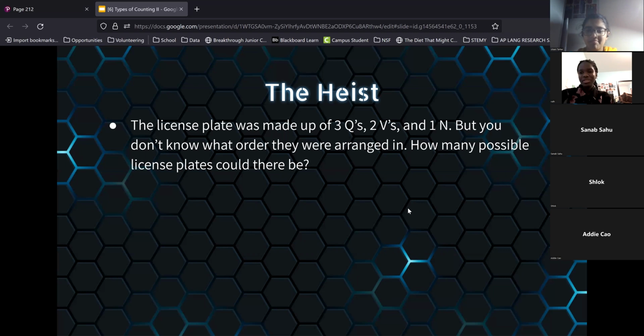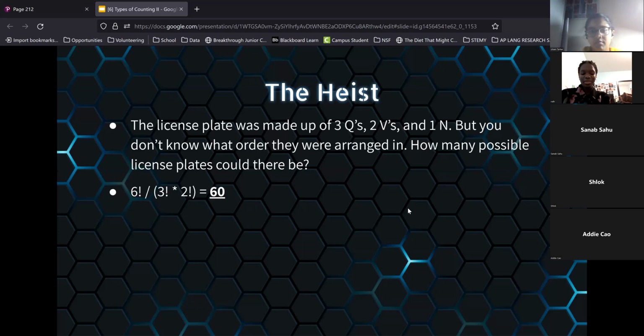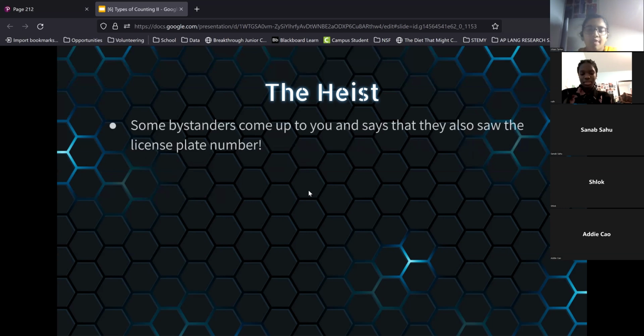Yeah, so you guys are getting the right answer. It's 60. So basically what you would do is 6 factorial divided by 3 factorial times 2 factorial. And just to clarify, the reason for the 3 factorial and 2 factorial is because there are 3 Qs and there are 2 Vs. So if you have any repeated object or variable, then you would divide by that factorial.